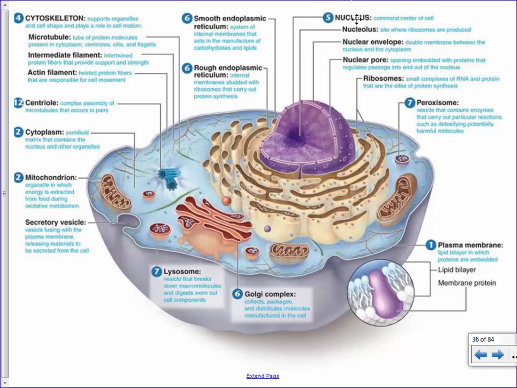Now it does have more things than we cover. For example, we're not going to talk about a peroxisome, so don't worry about that. But it will talk about cytoplasm, mitochondria, lysosomes. Technically the nucleus actually has different parts to it. There's the nucleolus, the envelope, and the pore. There are actually different layers to it.